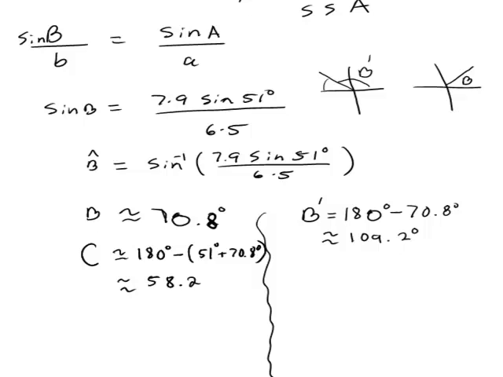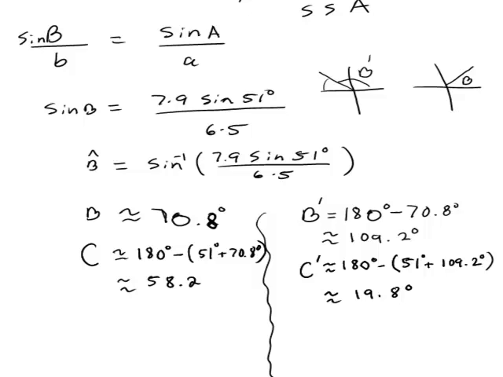Okay. Now let's look at what happens if we use B prime. So now it'll be a C prime. Okay. So if that's the case, we do the same thing. So we take 180 degrees, subtract off the sum of the given angle A, which is 51, plus B prime, which was 109.2 degrees. And here we get that this is approximately 19.8 degrees.